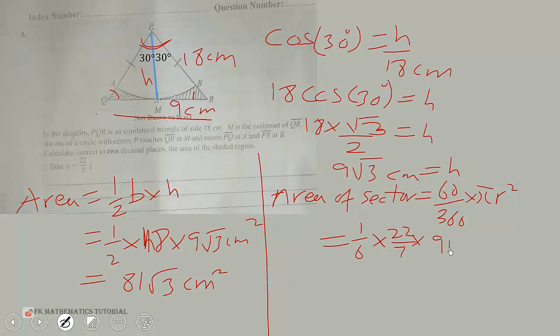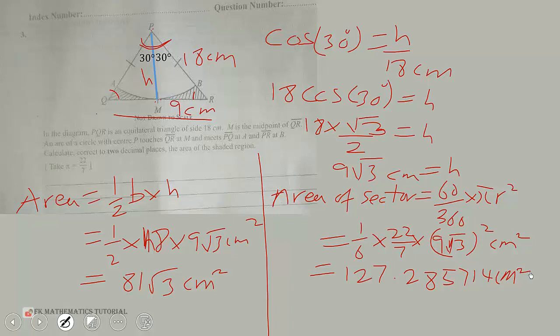So 1 over 6 times 22 over 7 times 9 root 3 squared centimeter squared. So this will give us 127.285714 centimeter squared. The whole of this is recurring, but you can leave it like that.